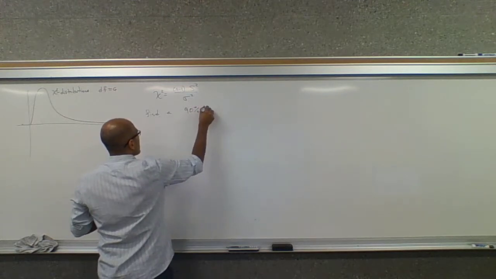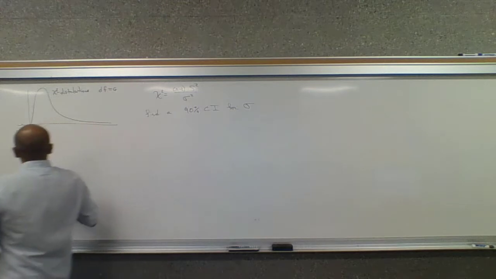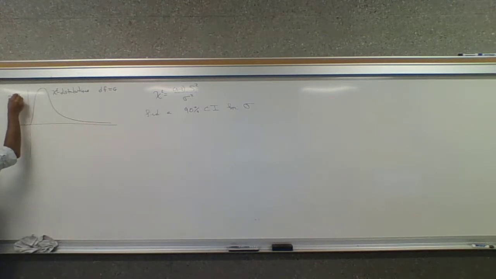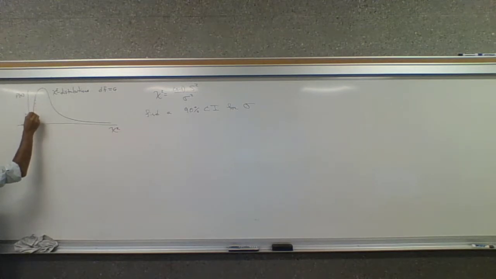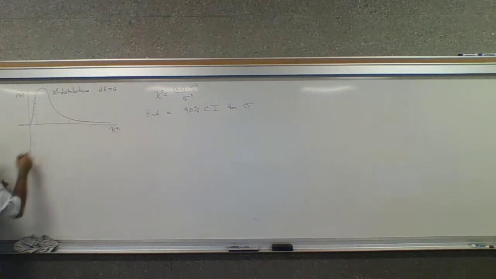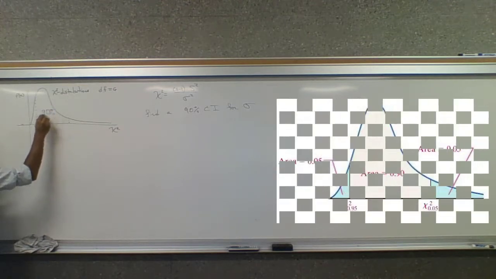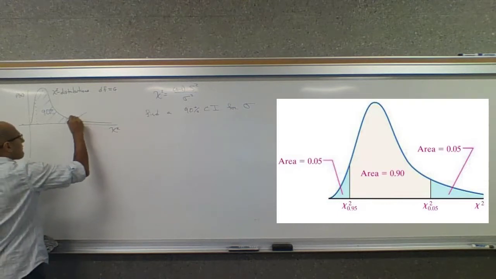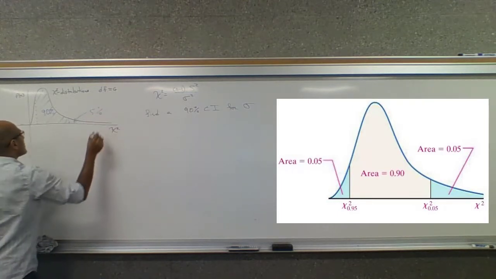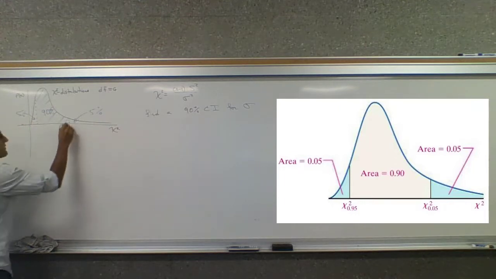Okay? So now what we do is we come in here, and let's say we wanted to find a 90% confidence interval for sigma. Okay, so we have to go to this distribution. We have p of x there, and this is chi-squared, and we need to find the chi-squared values for the middle 90% of our data. 90%, right in the center, which means that each tail is going to have 5%. So I need to find this.